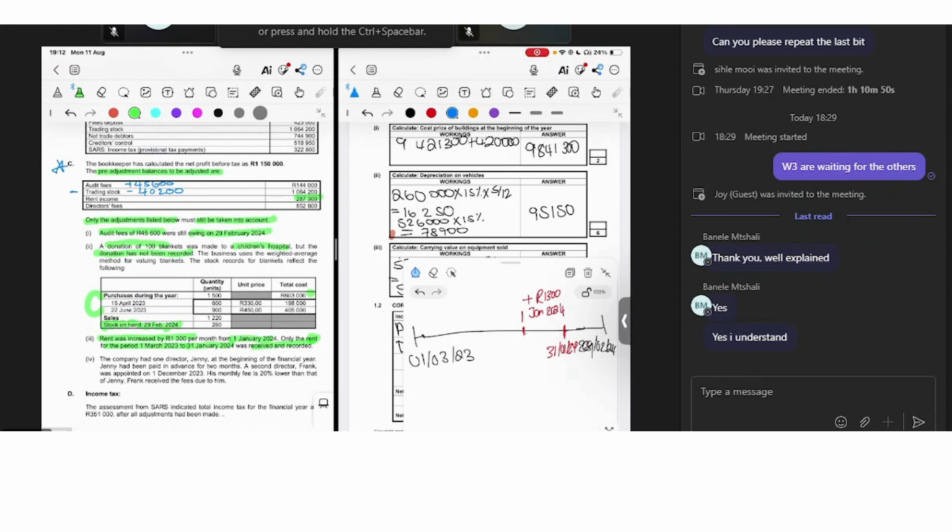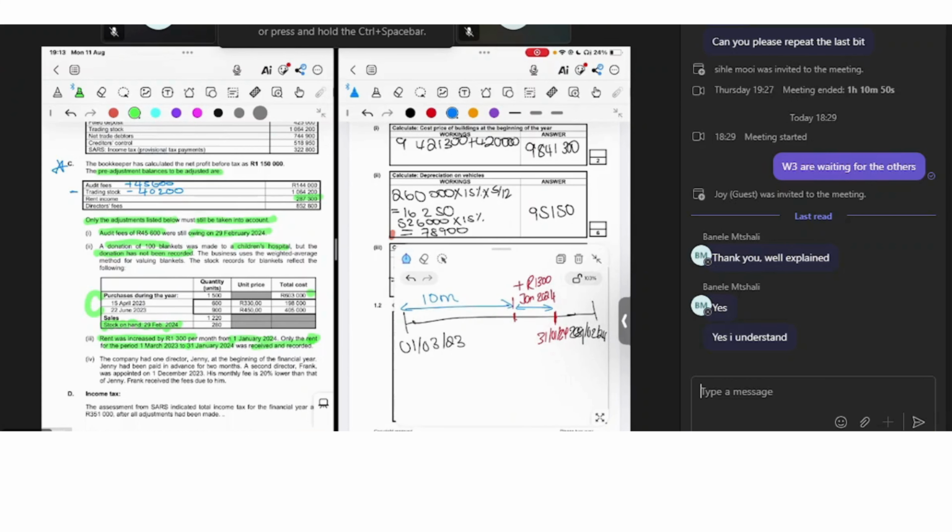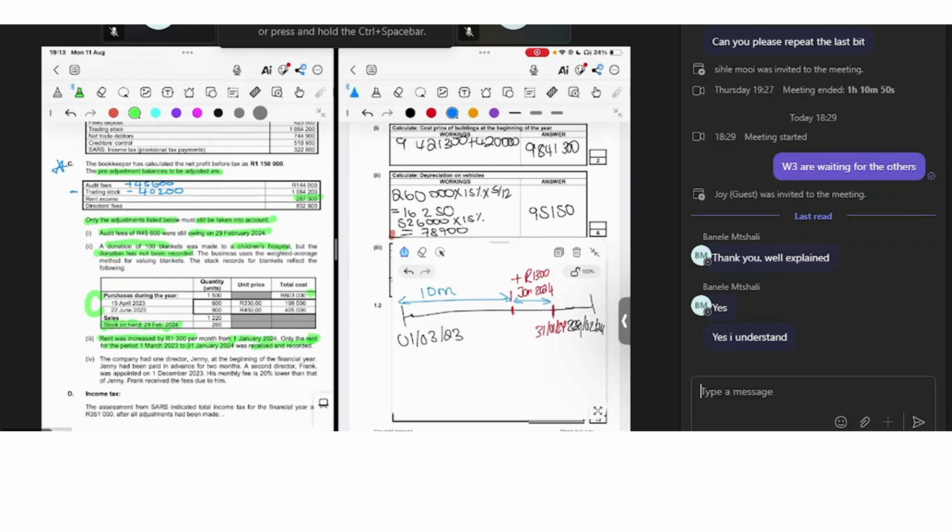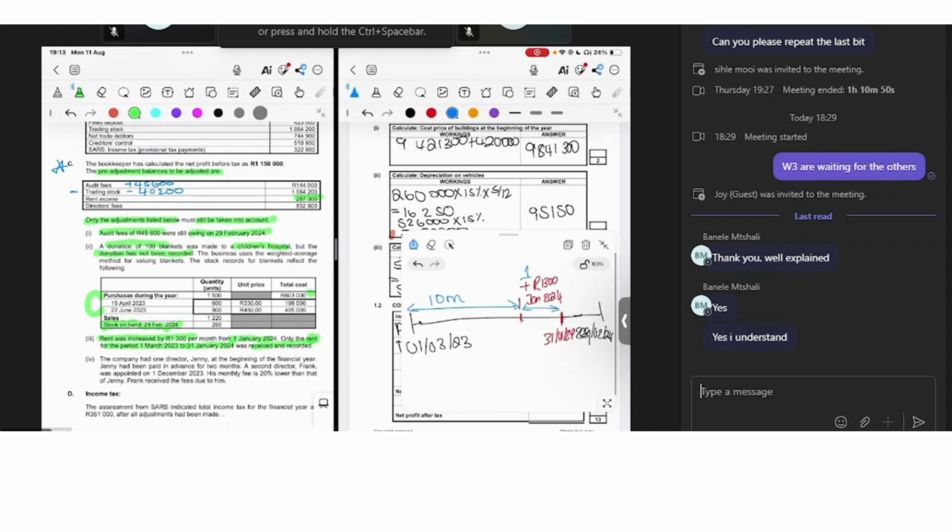Now, let's see. Meaning before January, we had a different price for rent, and then after January, we had the different price plus 1,300. So how long was the price different? For 10 months, we were paying a different price, and then for this 1 month, we're paying the normal price plus 1,300. Is everyone with me up until that point?